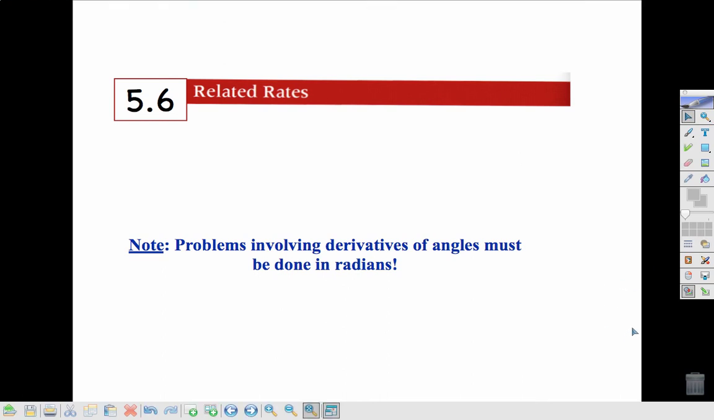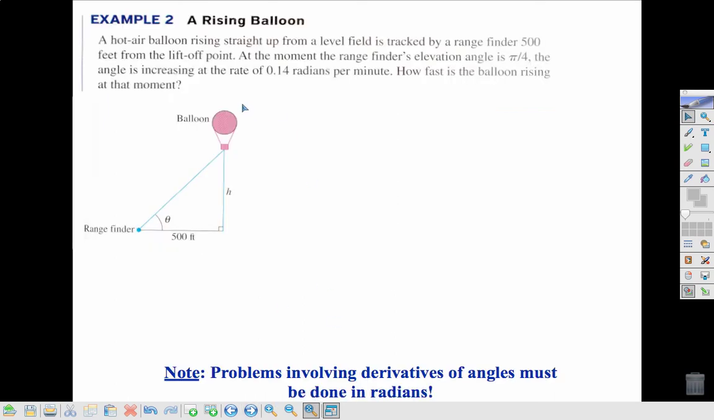In this example, we're going to look at a related rate problem that involves an angle. Now just remember, if we're involving angles and taking derivatives, it needs to be done in radians. So that's why this problem is actually set up by giving us this in radians rather than in degrees.